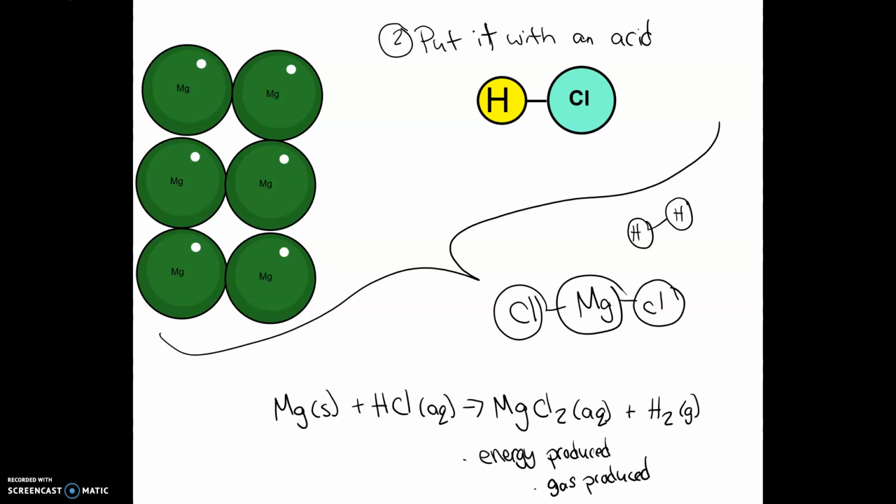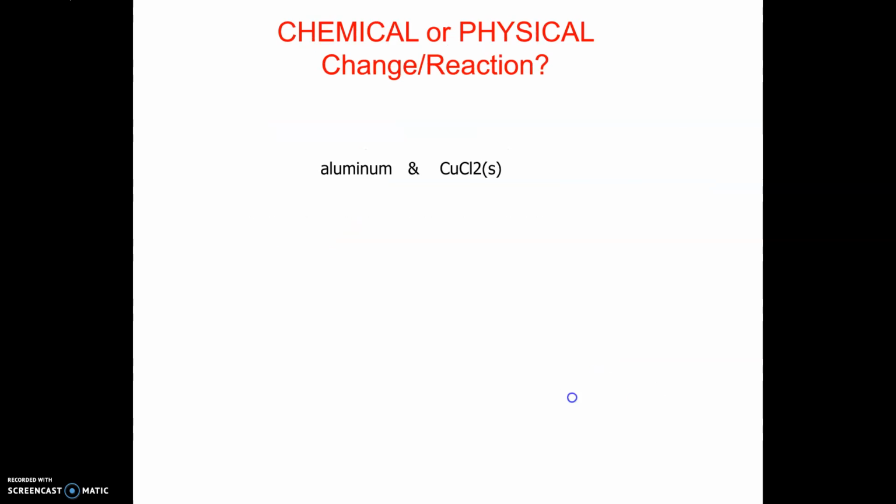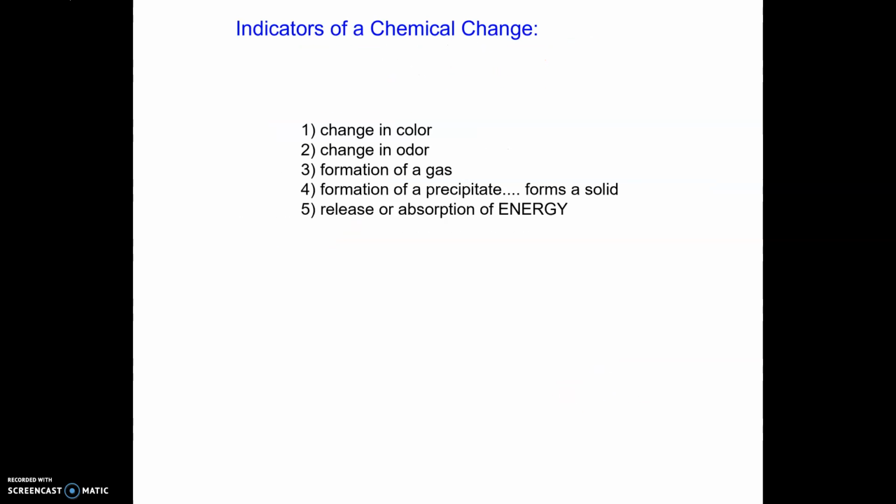All right, so I'm just going to have to quickly run through some of these slides because we're going to do this in class. But this right here is the shortened condensed form that I want you to put down for indicators of a chemical change. We have a change in color, number 1. Number 2, a change in odor. 3, a formation of a gas. So formation of a precipitate would be number 4. So this is also known as forming a solid. Or if we have a release or absorption of energy.